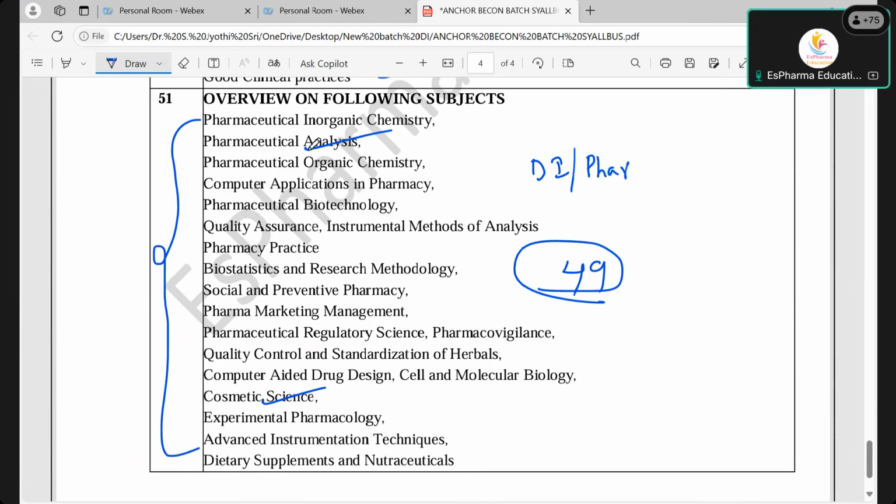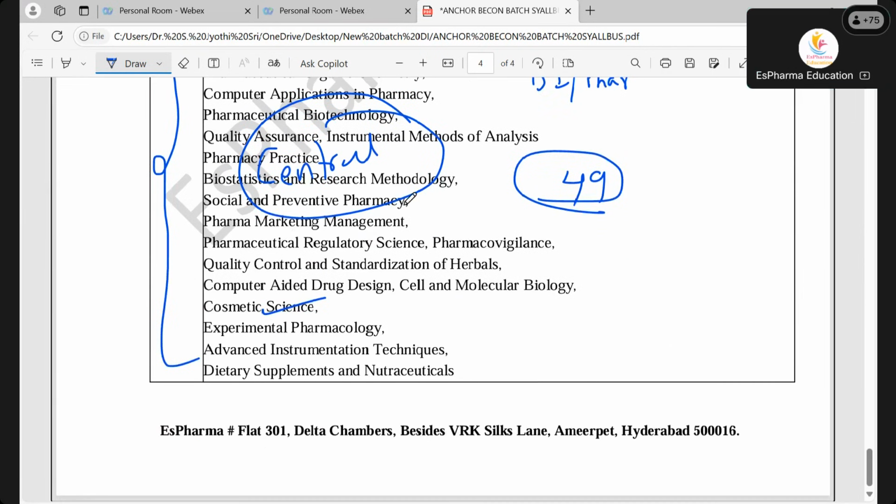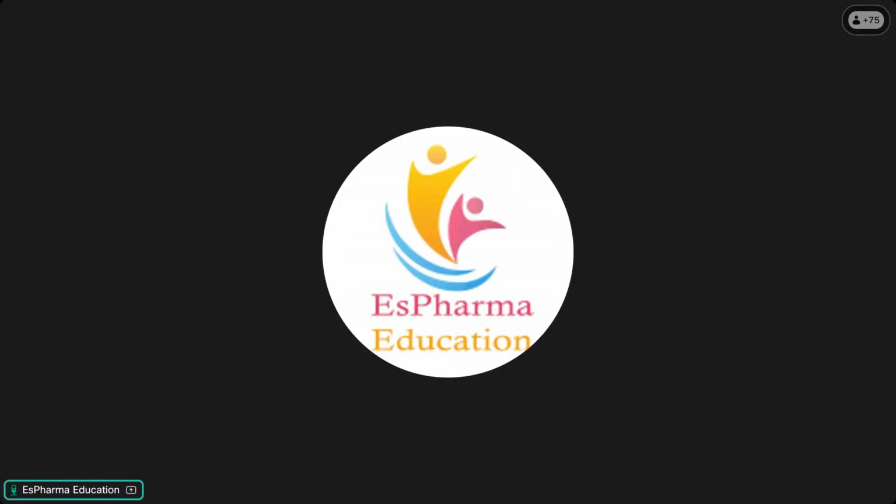These subjects, except analysis kuda they are not asking in state drug inspector and state pharmacist. Organic chemistry they are not asking, computer applications they are not asking. Only they'll ask in central drug inspector, central related exams ki maatrame adugutunnaru. Right? This is all about syllabus copy. Any doubts in this, you can ask me.